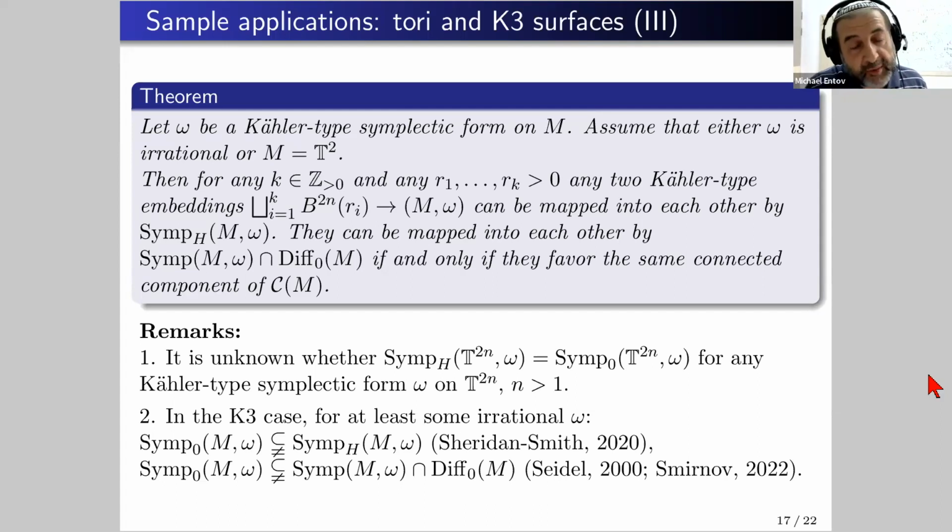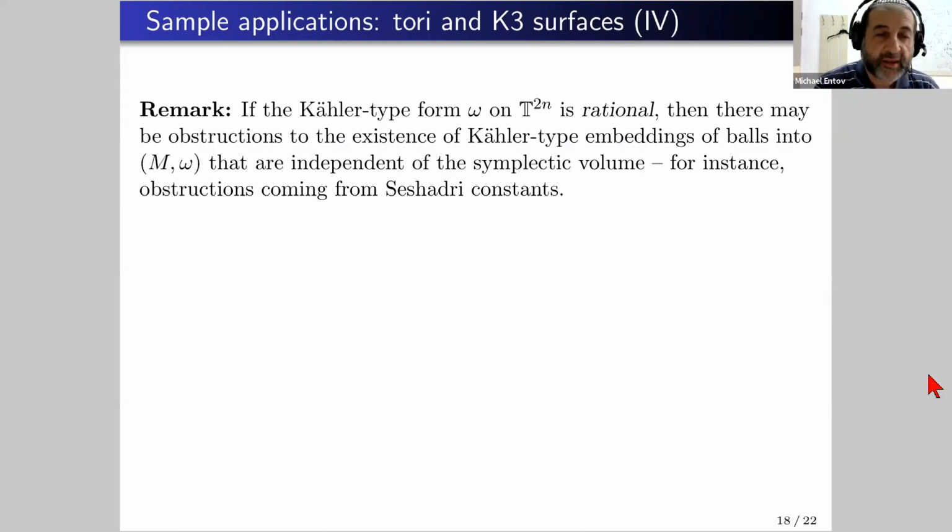There's also a chance that there might be Kähler-type embeddings which favor different connected components of C_K(M). But again, we don't know. Okay, but what else can we say in the case of tori? Actually, in the case of tori, if the form is rational, the situation is different. Then there may be obstructions to the existence of Kähler-type embeddings of balls into M that are independent of the symplectic volume. So there might be more restrictions. And for instance, there might be obstructions coming from Seshadri constants.